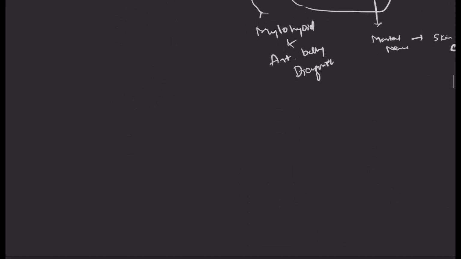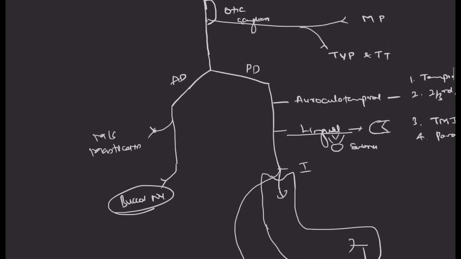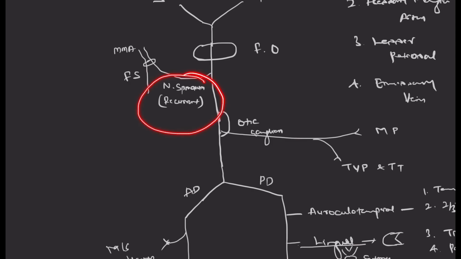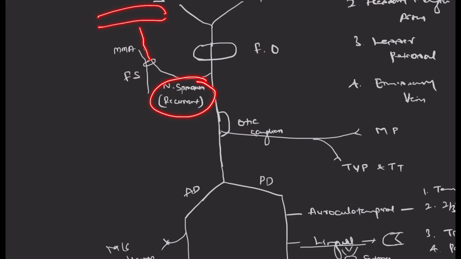It just pierces the muscle. Now coming to some of the important points, the nervus spinosus. Nervus spinosus is also known as the recurrent branch of the mandibular nerve. It is a major nerve supply for the dura mater. The nervus spinosus and the middle meningeal artery, which enter the foramen spinosum, are the major neurovascular bundle to the dura mater.